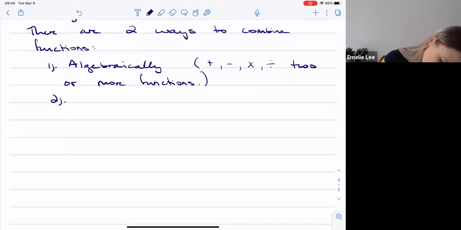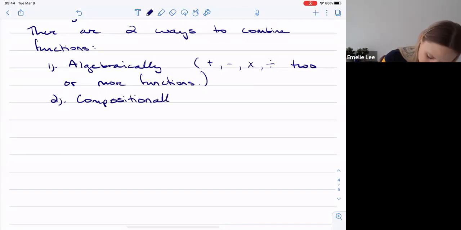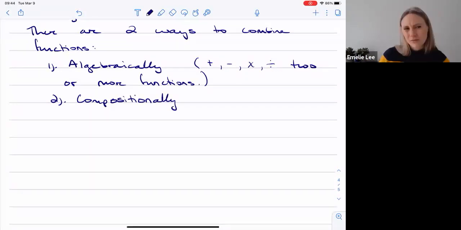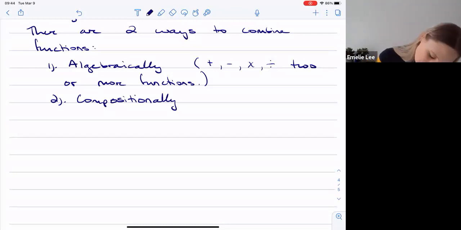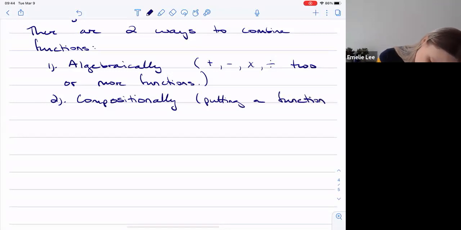And so, compositionally, to match algebraically or compositionally, right, by putting a function inside another function.